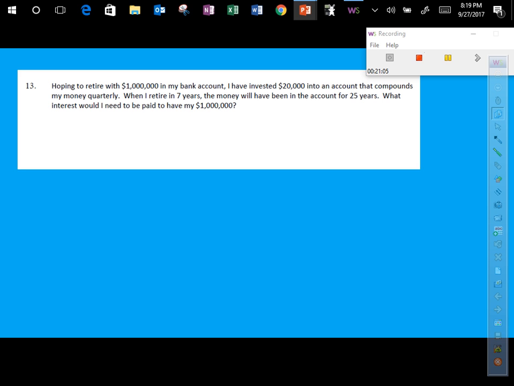Hoping to retire with $1 million in my bank account, I have invested $20,000 into an account that compounds my money quarterly. When I retire in 7 years, the money will have been in the account for 25 years. What interest would I need to be paid to have my $1 million? And really, as I read that, that should be what interest rate would I need to be paid to have my $1 million?